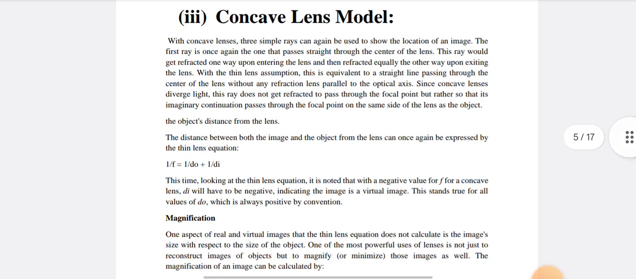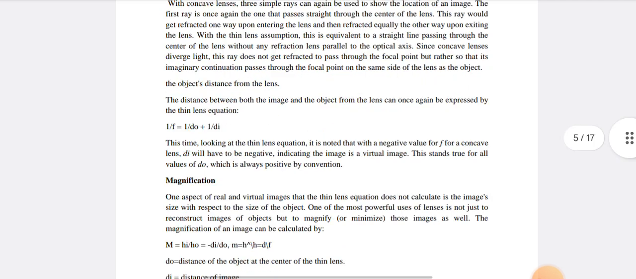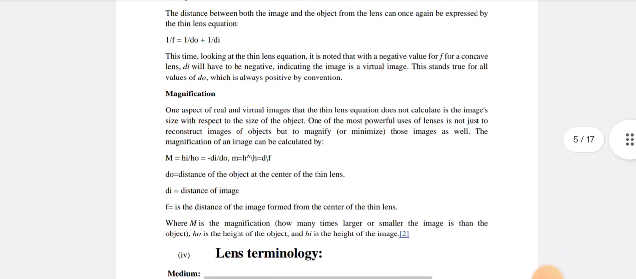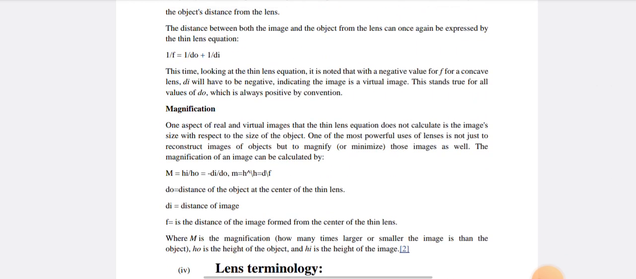The distance between both the image and the object from the lens can once again be expressed by the thin lens equation: 1/f is equal to 1/do (distance of object) plus 1/di (distance of image). This time, looking at the thin lens equation, it is noted that with the negative value for f for a concave lens, di will have to be negative, indicating the image is a virtual image. This stands true for all values of do, which is always positive by convention.